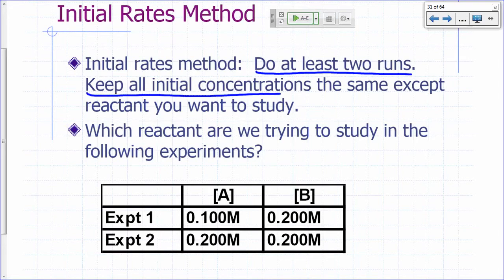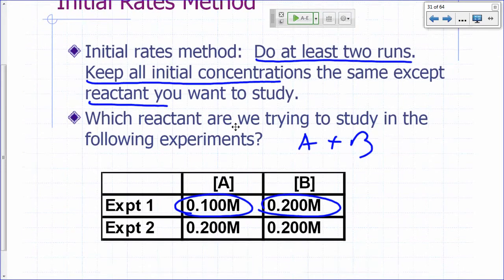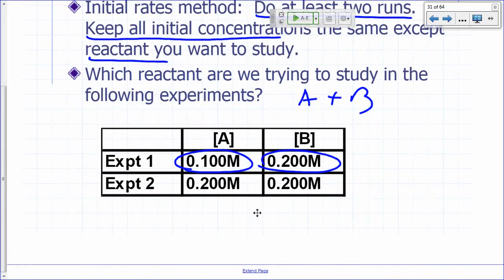Keep all your initial concentrations the same for both runs, except for the reactant that you want to study. So, for example, here I have 2 experiments, a reaction between A and B. In experiment 1, my concentration is 0.1 moles per liter of A and 0.2 moles per liter of B. In the second experiment, I changed my concentration of A to 0.2. I kept the concentration of B at 0.2.